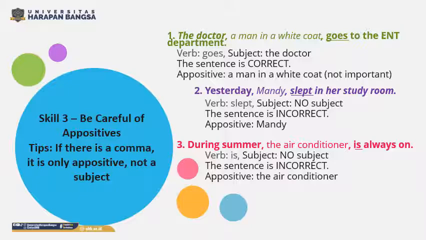Next, during summer, comma, the air conditioner is always on. Is the sentence correct or incorrect?